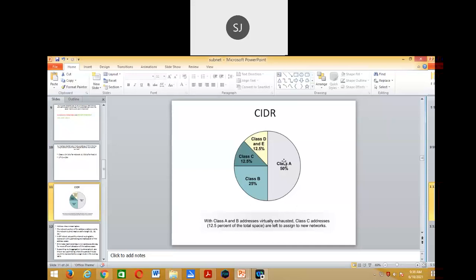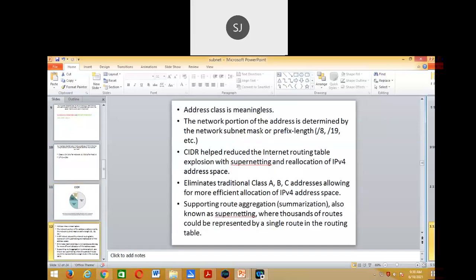So this classful addressing has its own disadvantages. That is why we go for CIDR, classless interdomain routing. So the disadvantages of classful addressing are that the address class is meaningless. There is no point in having different classes of addresses.